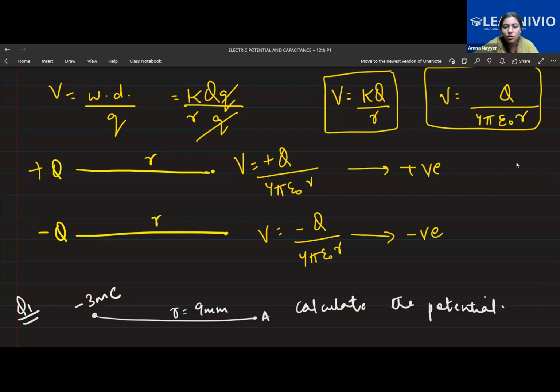See, when you had force, the formula was F is equal to KQ1 Q2 by R square. F is equal to KQ square by R square if charges were the same. Electric field was KQ by R square. Now potential is KQ by R.